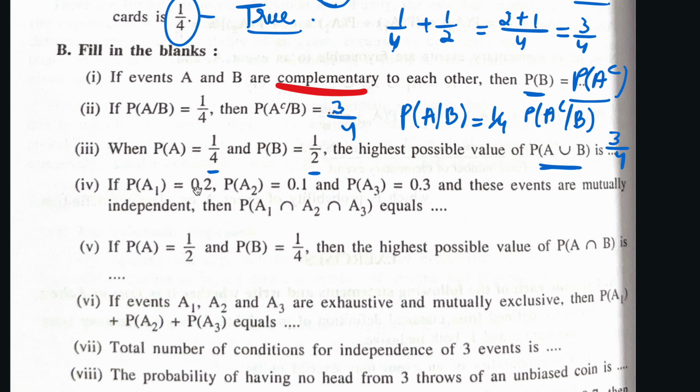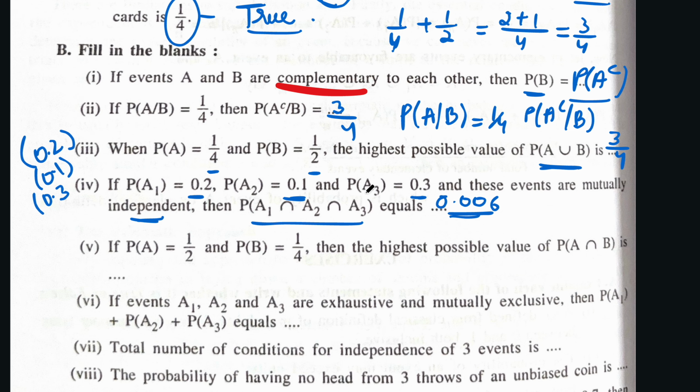Okay, probability of A1 is 0.2, probability of A2 is 0.1, probability of A3 is 0.6. They are mutually independent. Okay, that means there's no intersection. 0.6 is the answer. Oh yeah, it will be 0.06. I have to multiply it here. I was simply adding, that would not be right. Multiplying is important, so I'll have to multiply 0.2 into 0.1 into 0.3, and then I'll receive the answer.